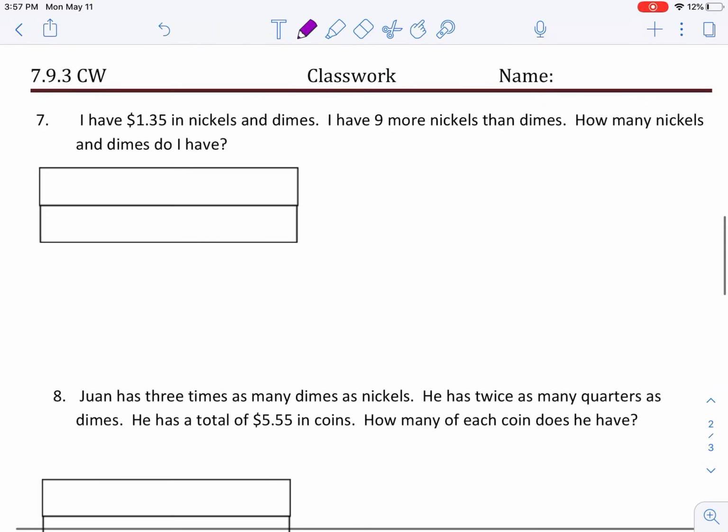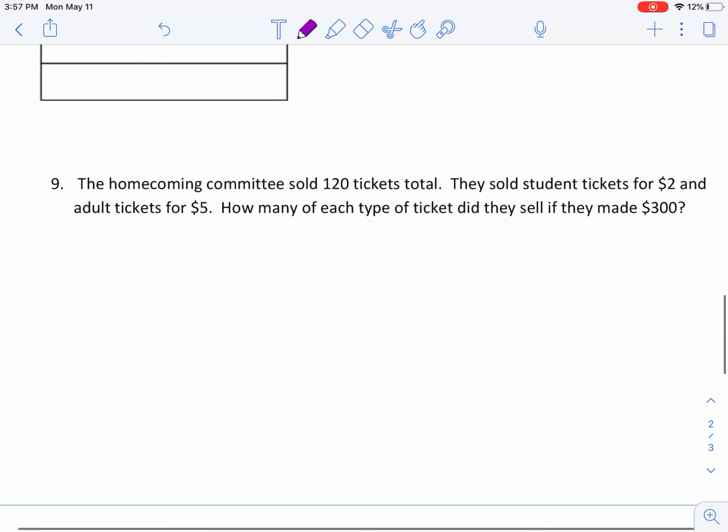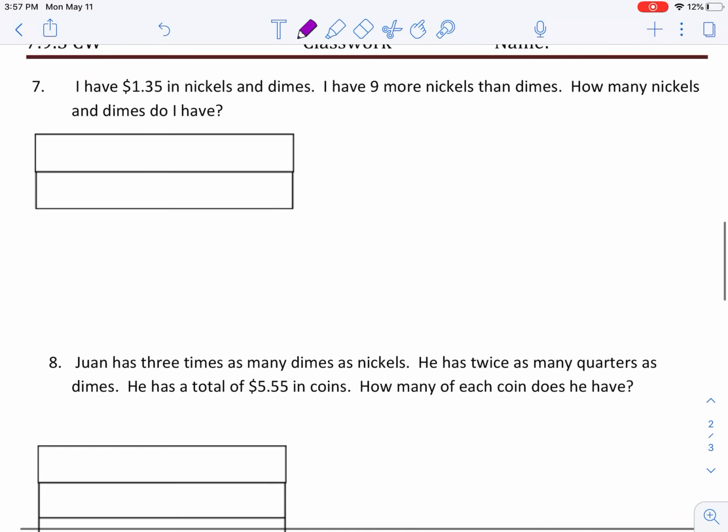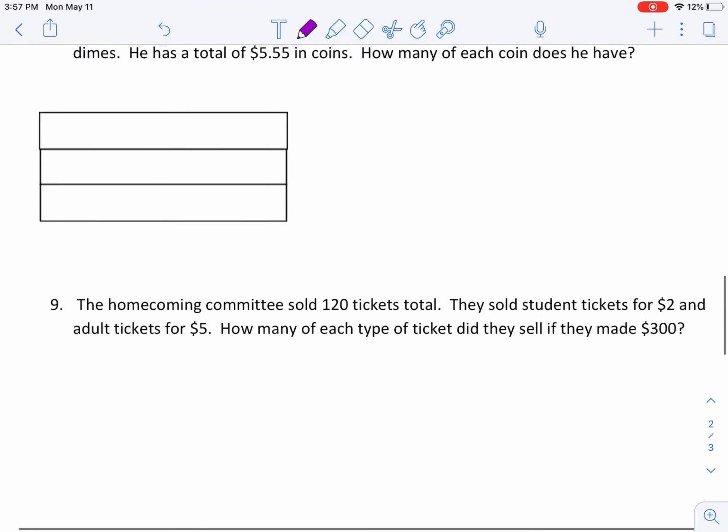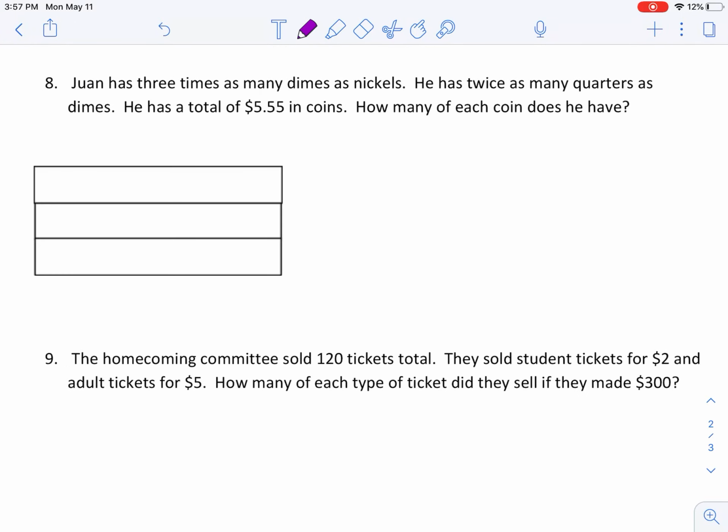Mostly for coin problems, though, we're going to have problems that look like this. And coin problems will involve quantity and value the same way. Ticket problems involve quantity and value, and we will get to that.